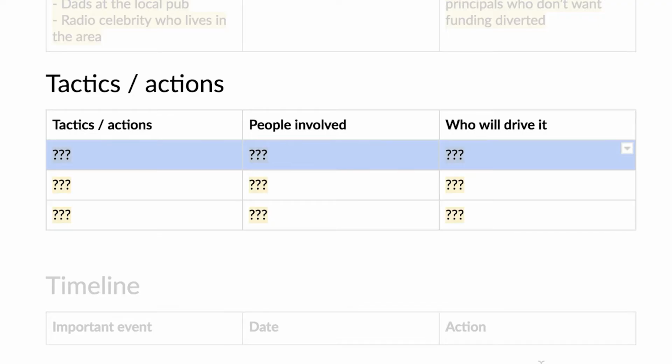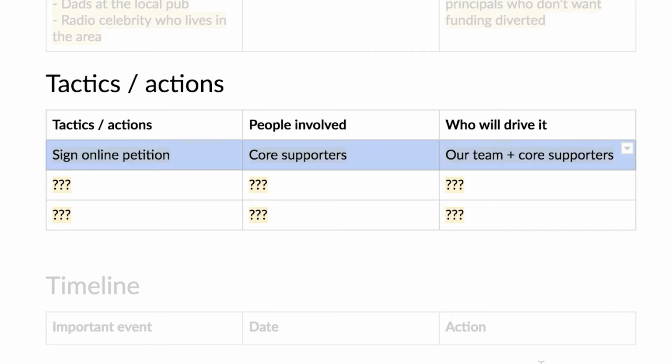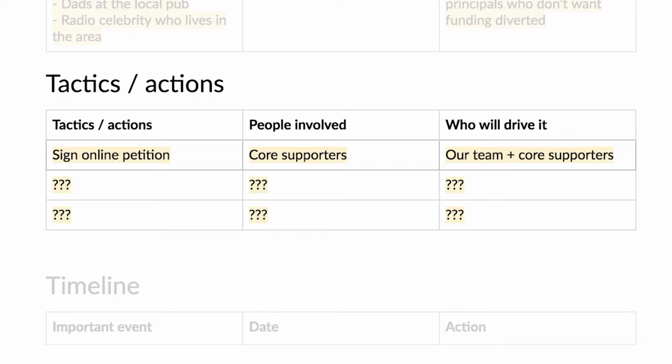Okay, for our tactics or actions for this school example, we're going to start with the most obvious one. We want people to sign an online petition. Now, the people involved in this are going to be our core supporters, people that actually care enough to sign a petition. We're also going to note who's going to drive this, which might be our core team that are really actively involved, also our main supporter base.